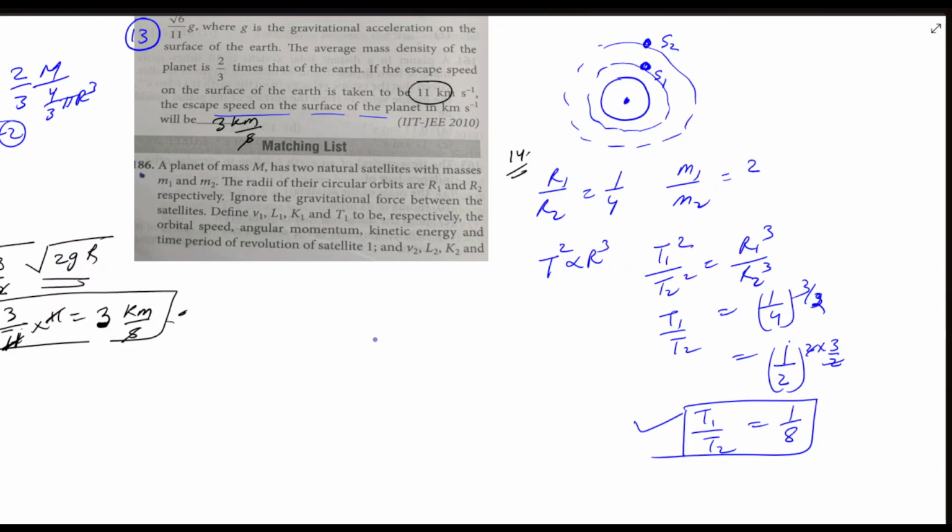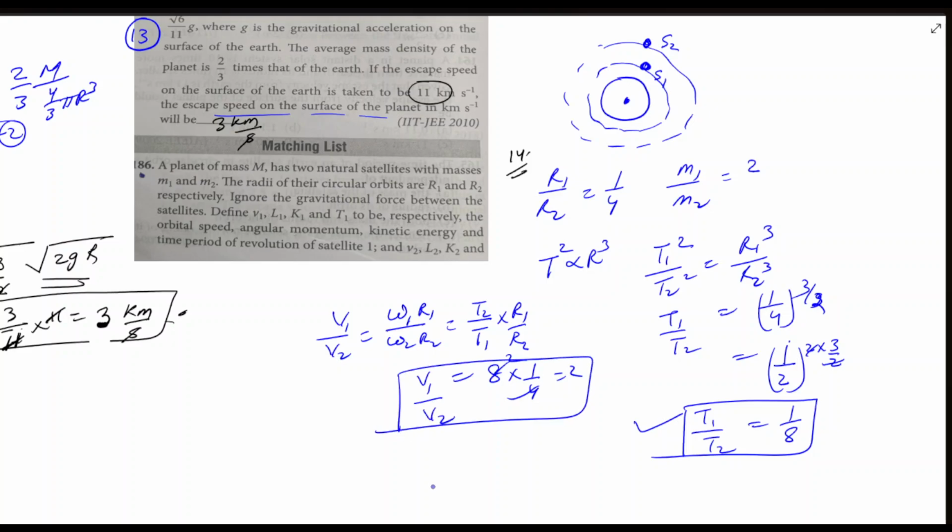What else can we find? We can also find V1 by V2. So V1 by V2 is what? It will be omega 1 R1 by omega 2 R2. Omega 1 by omega 2 will be T2 by T1, right? Into R1 by R2. So our T2 by T1 will be 8 and R1 by R2 is 1 by 4. So this will get cancelled. We'll have 2. So this is how we have to compare all those things. Yes, so it's quite easy, right?